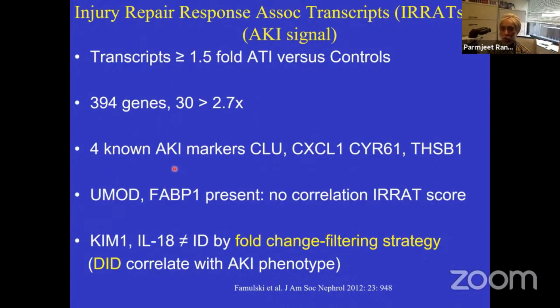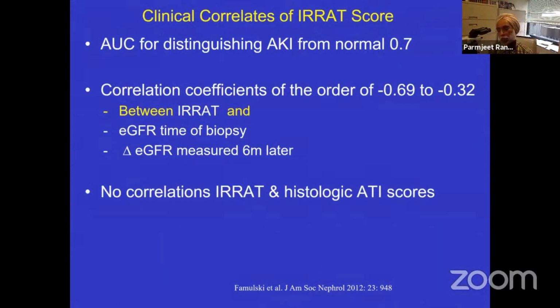Yes, they had known acute kidney injury markers like CXCL1 and THBS1, but there were some other well-known markers like UMOD and FABP1, which were not present in the molecular tests, or rather they were present but didn't correlate with the IRAT score. And then there were some markers which were missed, like KIM1 and IL-18, although these genes did correlate with the AKI phenotype. So again, it points to using multiple approaches to probe human diseases.